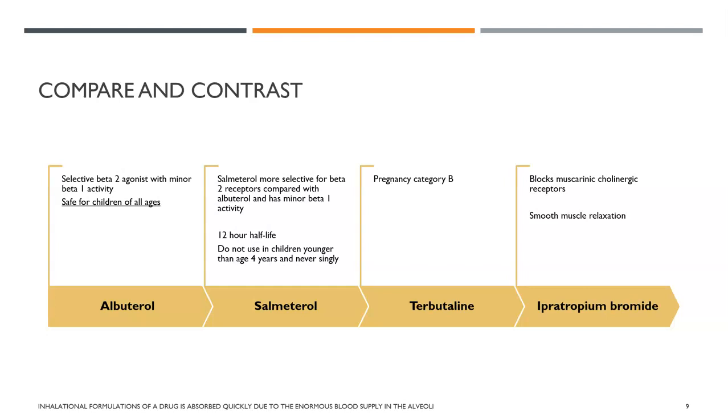So, what do we know about inhaled formulations of drugs? They are absorbed quickly, and that's due to the enormous blood supply in the alveoli. So, inhalation drugs are absorbed very quickly, and that's because of that enormous blood supply in the alveoli.